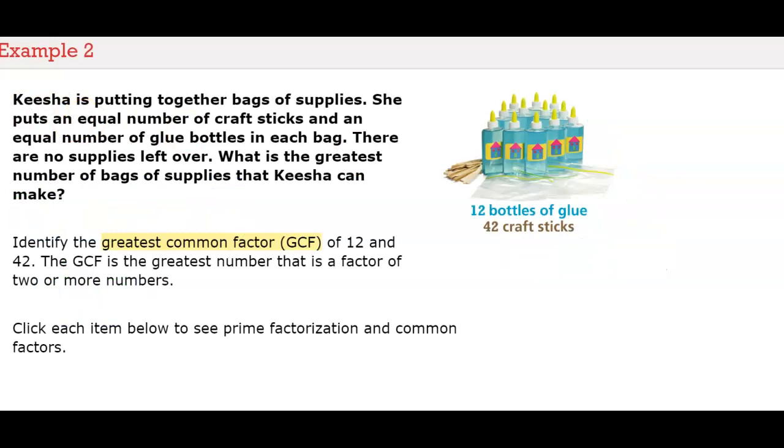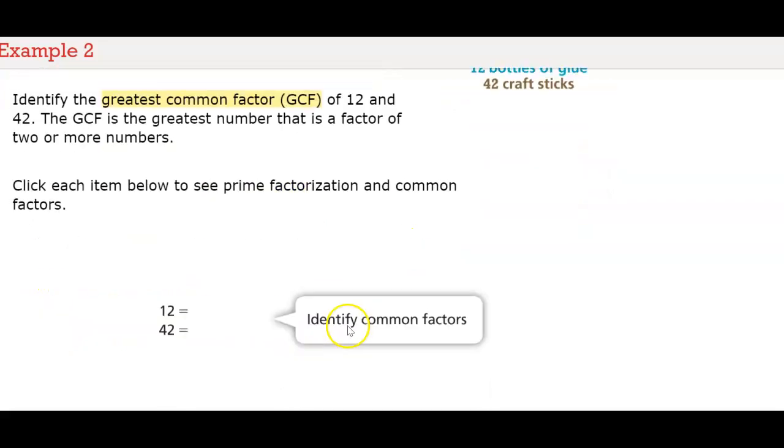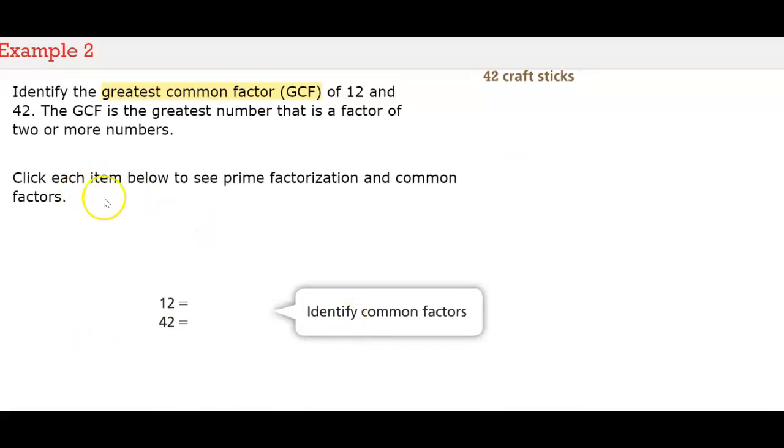Keisha is putting together bags of supplies. She puts an equal number of craft sticks and an equal number of glue bottles in each bag. There are no supplies left over. What is the greatest number of bags of supplies that Keisha can make? So let's identify the greatest common factor of 12 and 42. The GCF is the greatest number that is a factor of 2 or more numbers. Click each item below to see the prime factorization and common factors.